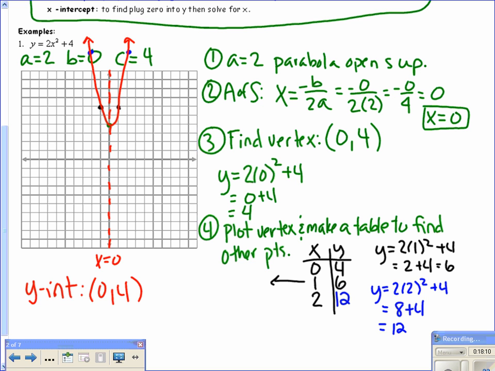And if you look at this, where's the x-axis? Right here. If I wanted to find the x-intercepts, notice that the graph does not cross the x-axis in this case, so there are no x-intercepts, because the graph doesn't cross the x-axis.